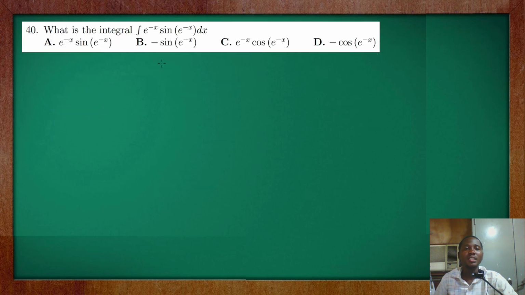So then the question 40, they ask us to evaluate the integral of this function. Again, you have the integral of e raised to the power of negative x, sine of e raised to the power negative x dx. Now you observe that if I differentiate e raised to the power of negative x, so let's say u is what? e raised to the power negative x. That means my du is what? Negative e raised to the power negative x.